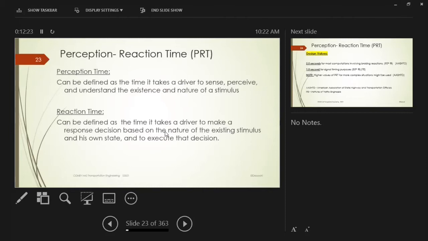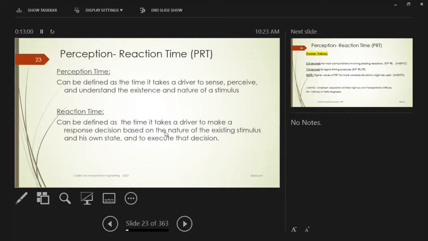Then from the visual cortex, it goes to the other parts of the brain to understand what's going on. Then the reaction time. The reaction time basically is the time it takes the driver to make a response decision. Be careful. It's the time that it takes the driver to make the decision, not the time to execute the decision. For example, if you take a decision to stop the vehicle or to press the brake and stop the vehicle, okay? That's the time to make that decision.